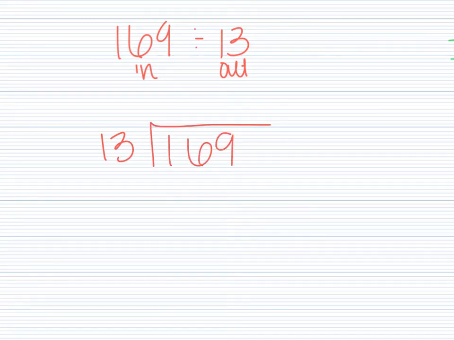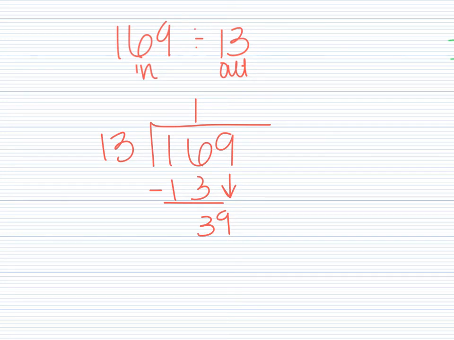Now again, this time I'm not going to put the 0, but I can clearly see that 13 doesn't go into 1 very nicely, or if really at all. But 13 does go into 16 once, so then I'm going to write 13 here, draw my line, and subtract it. So 16 minus 13 is going to be 3. Then I bring down the 9, and so then I'm left with 39.